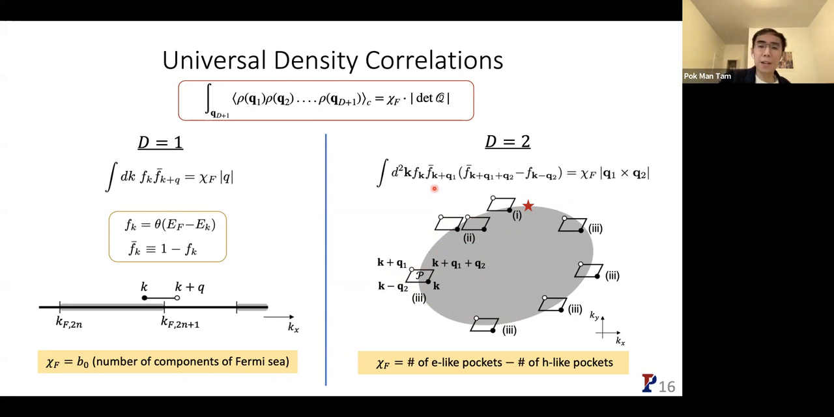The rule of the game here is that if you stare at the integrand for 20 seconds, you realize that the integrand is only non-zero when the only corner of the parallelogram that is outside the Fermi sea, or when the black dot is the only corner that is inside the Fermi sea. So for example, in this situation, if you put a parallelogram here near the Fermi surface, then the integrand will actually give you 0. If you put it here, here, or here, the integrand will always give you 0. The only place where you can pick up a non-zero contribution is, for example, in this situation.